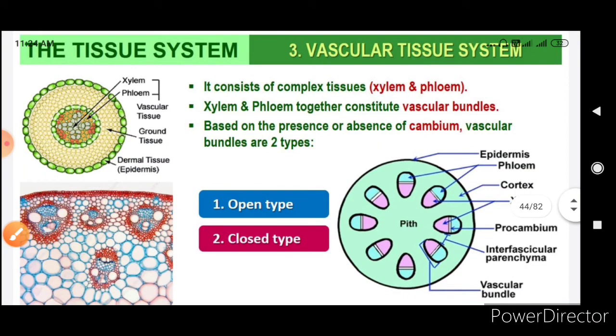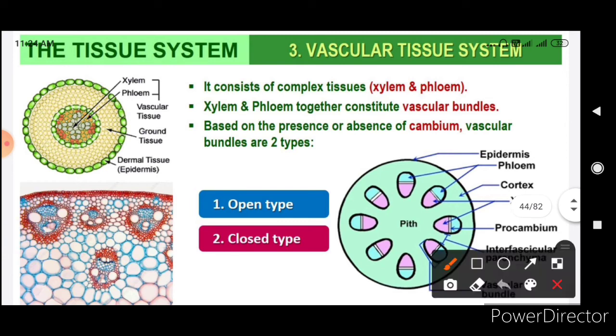Now comes the vascular tissue system. This vascular tissue system consists of complex tissues like xylem and phloem. Xylem and phloem together constitute the vascular bundles. Based on the presence or absence of cambium, vascular bundles are of two types: one is the open type and the other is the closed type. So these are the phloem, and this is the cortex.